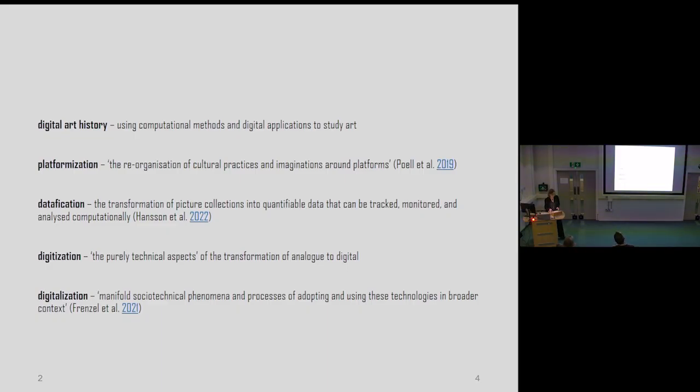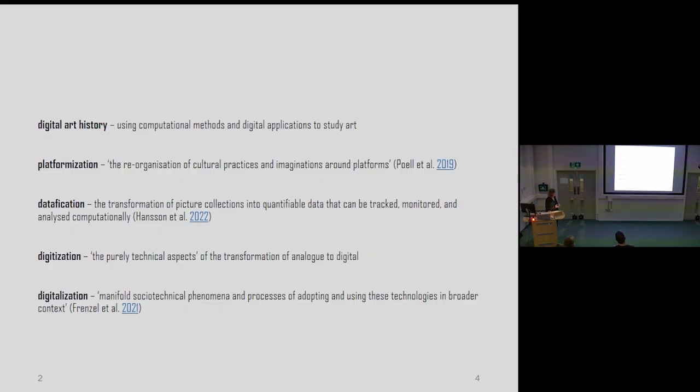Another connected concept is platformization, meaning the reorganization of cultural practices and imagination around platforms, and the connected and partly overlapping concept of datafication, meaning in this context the transformation of picture collections into quantifiable data that can be tracked, monitored, and analyzed computationally.